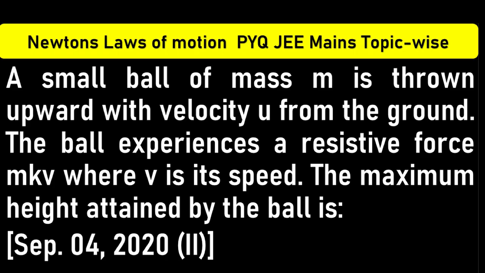A small ball of mass m is thrown upward with velocity u from the ground. The ball experiences a resistive force mkv, where v is the speed. Oh, okay. Sorry, my bad. It's mkv square. Okay. The maximum height attained by the ball is.